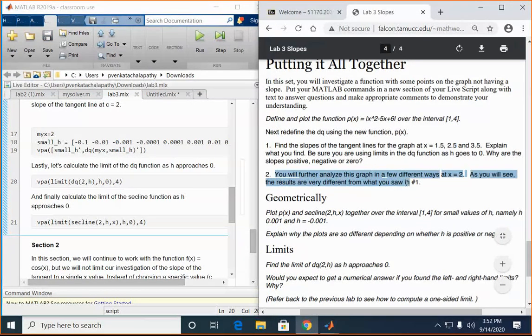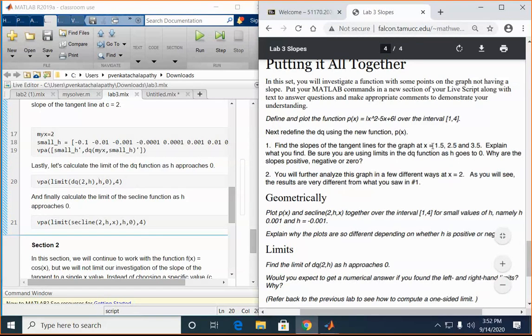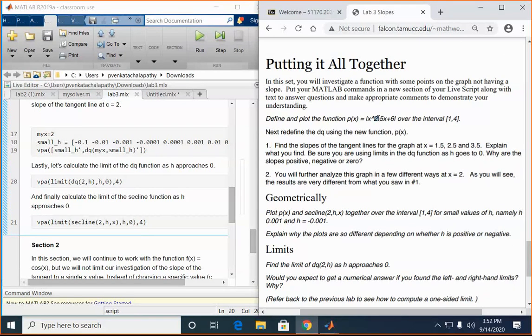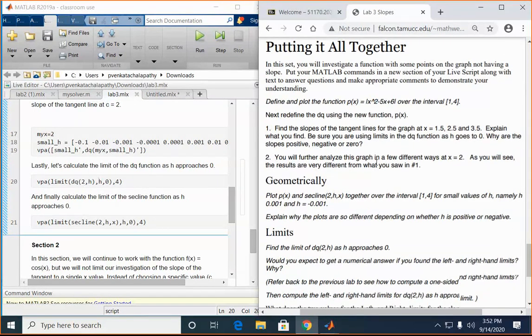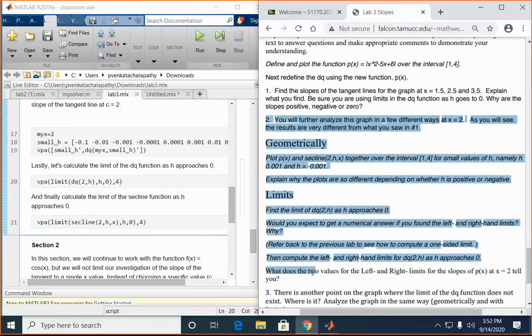So second one is, at x is equal to 2, see what happens to the graph. Got it? For these points and for these points, write the code for this function and find out the dq. Okay? You're clear with this? So this is for the first one. What about the second one? The whole thing is for the second one. Till here is for the second part.